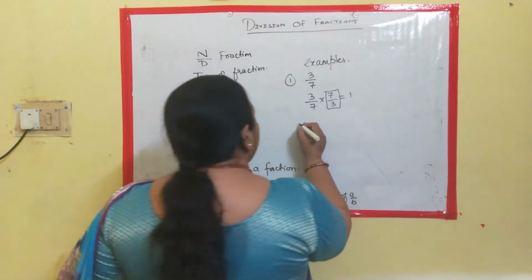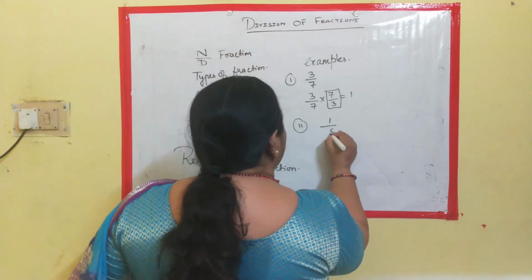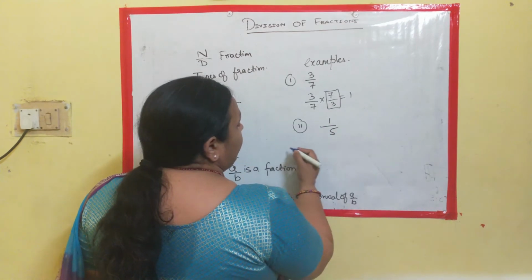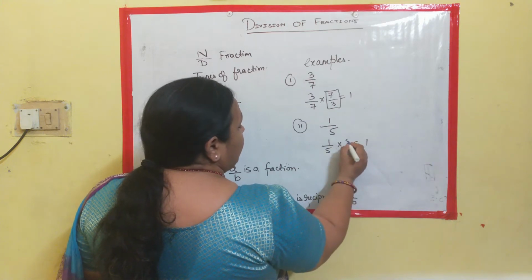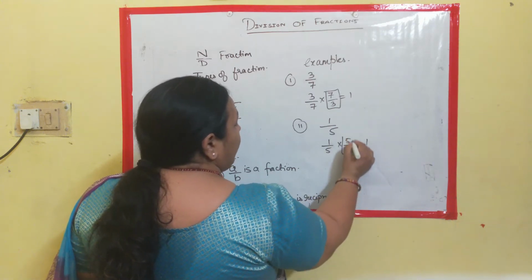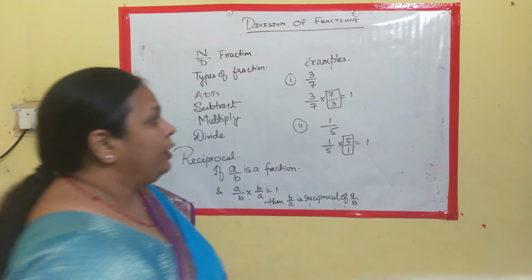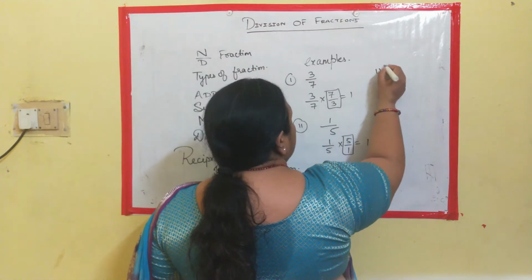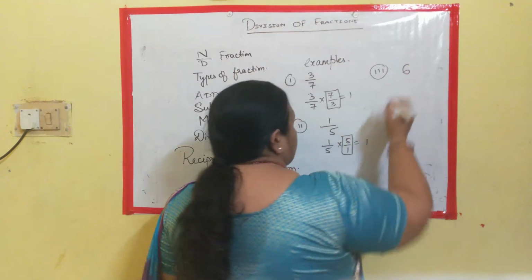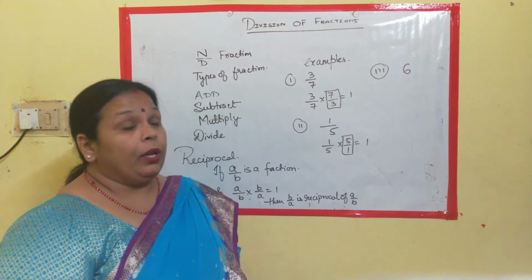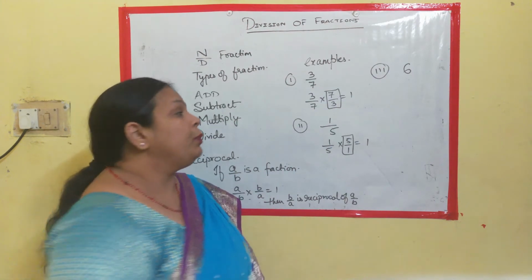Clear? Now see example 2, where it is 1 by 5. For 1 by 5, which number will be multiplied to give 1? Definitely 5 by 1. So 5 by 1 is the reciprocal of 1 by 5. Now the next example is the third one, where we will consider 6 as a whole number. If 6 is a whole number, what will be its reciprocal?